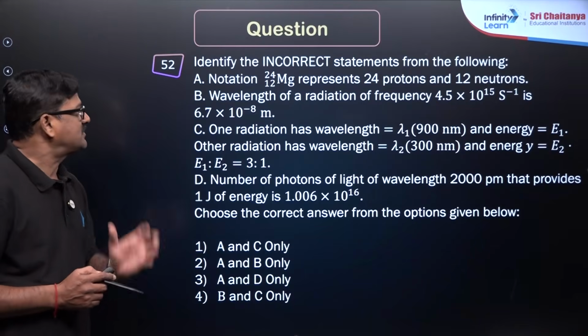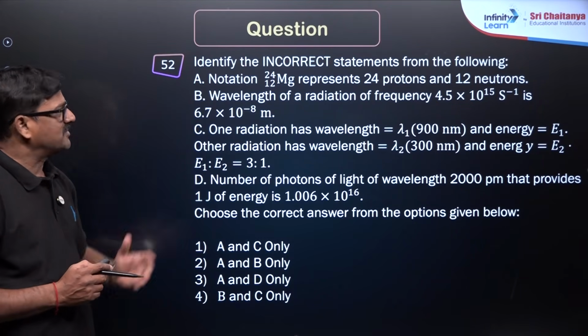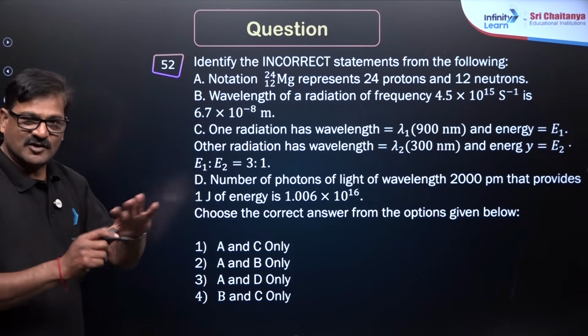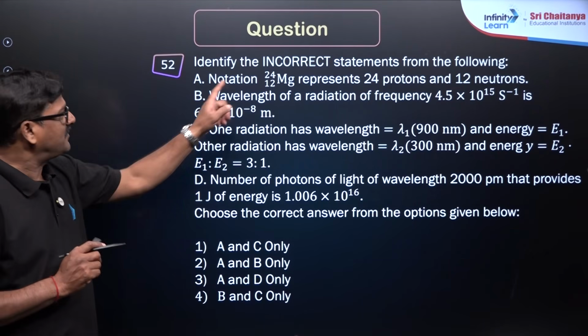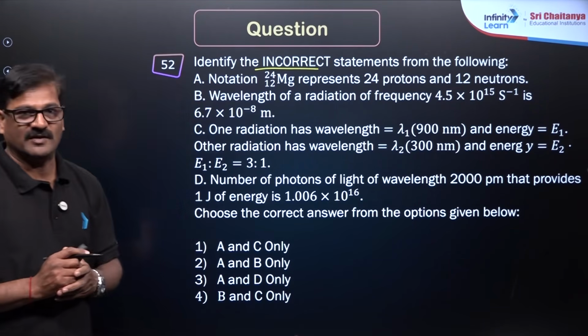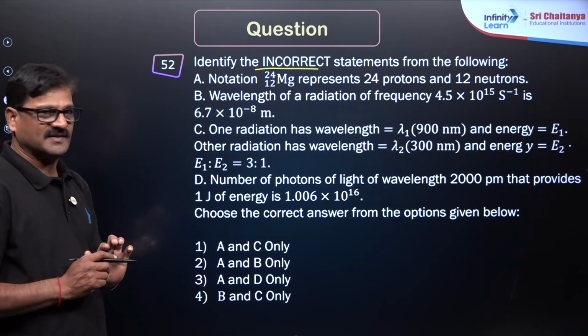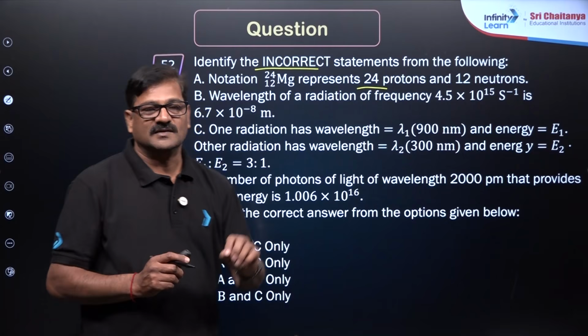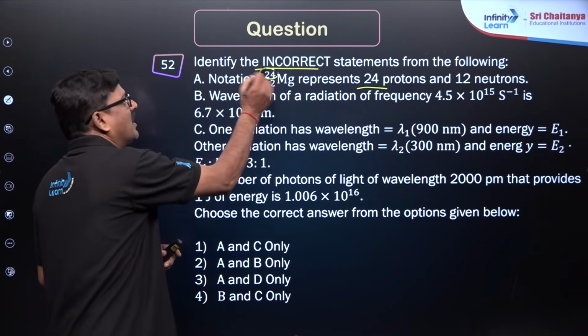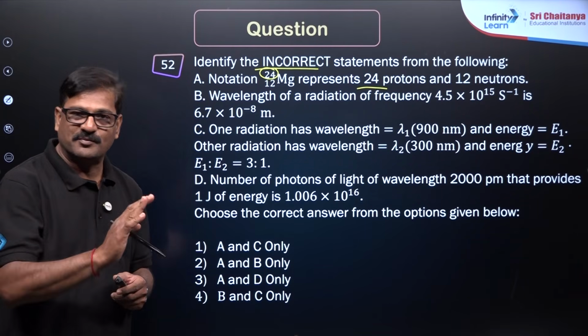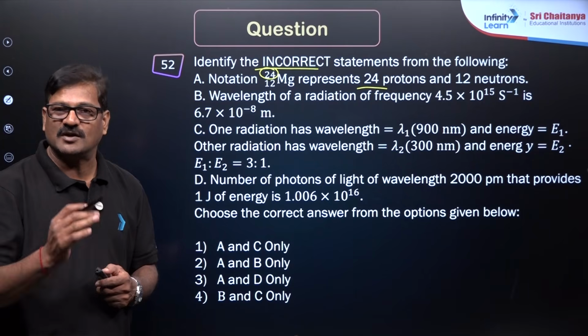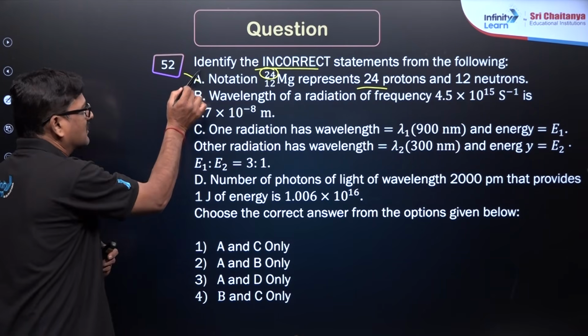There are four statements given in this question. It is based on a mix matching question. Identify the incorrect statements from the following. The notation of 24/12 magnesium represents 24 protons. No, this 24 indicates the mass number. So there should be 12 protons and 12 neutrons, so that is not correct.